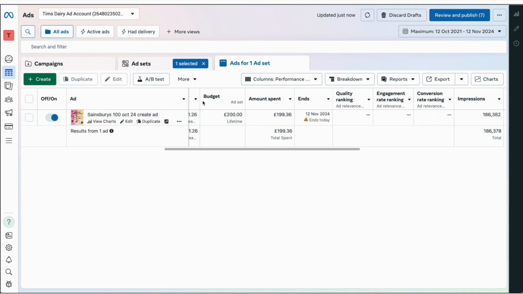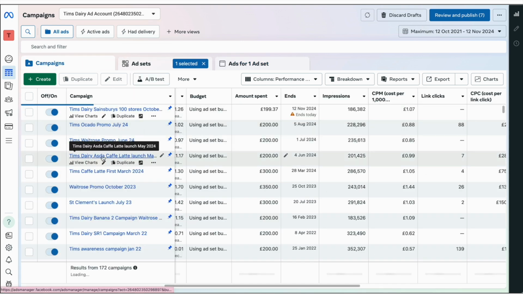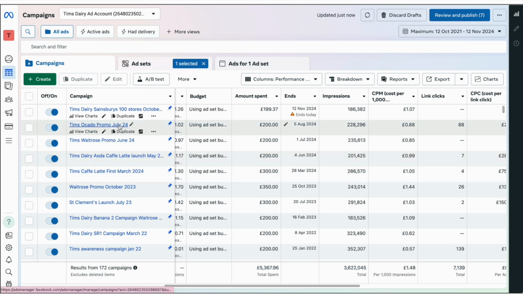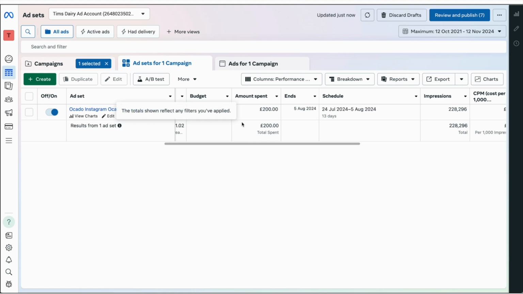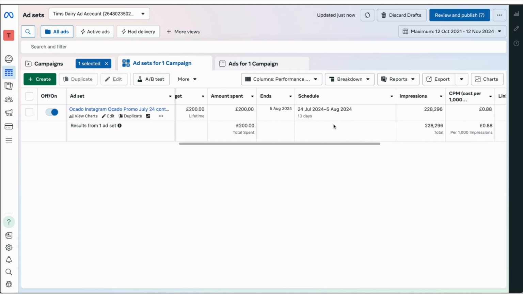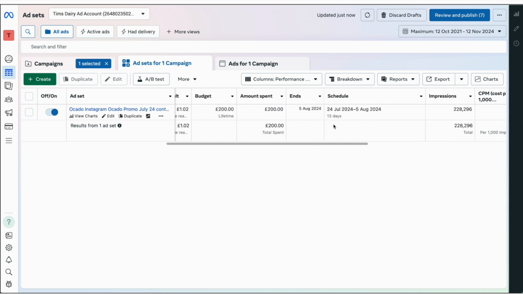Have you spent much of your budget? Are they costing more than you'd hoped for? Which creative is performing the best as well? Is it photos, videos, carousels, or slideshows? What is the cost per result, such as the cost per click? That's a good metric to take a look at and benchmark against previous campaigns.